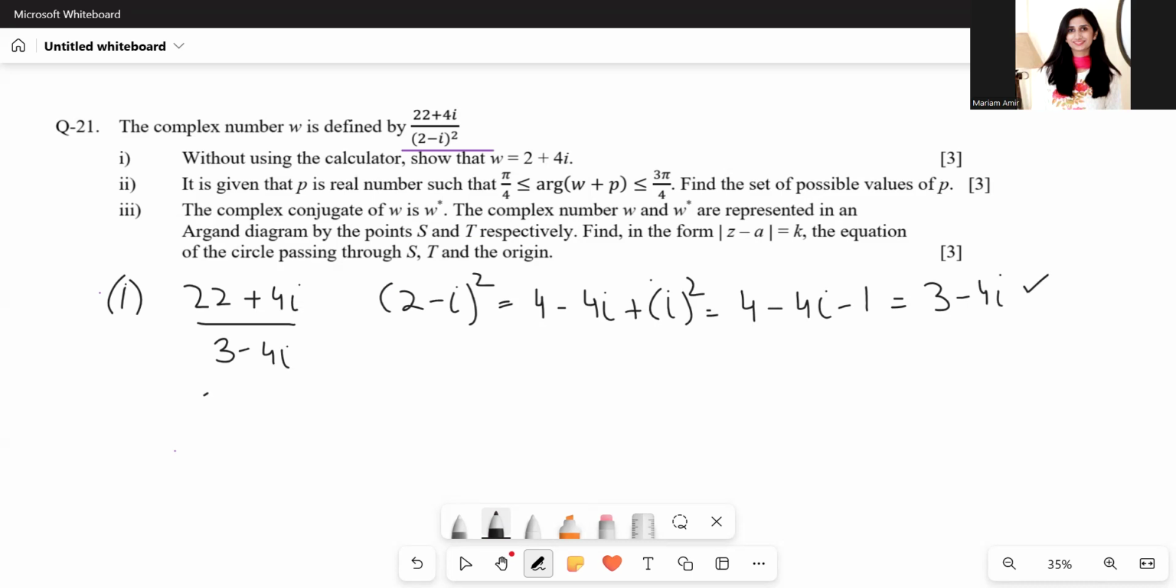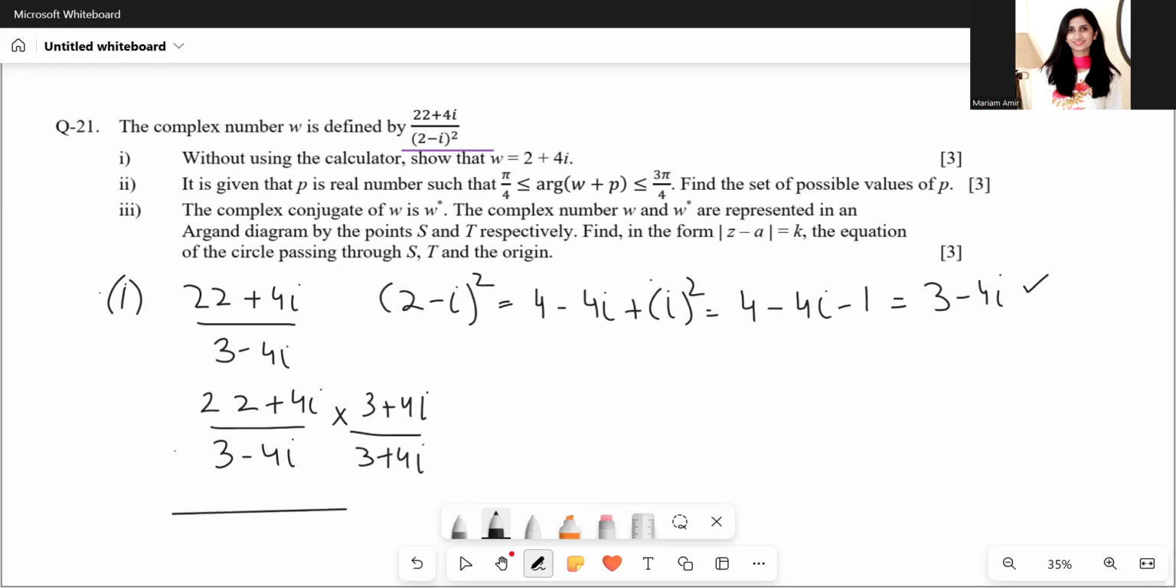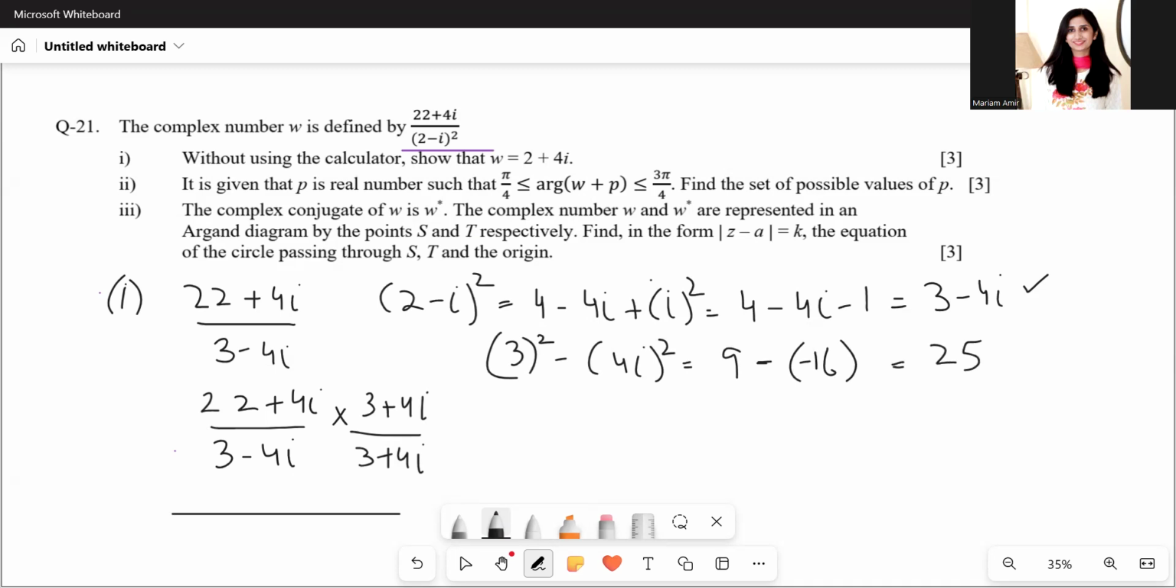All right, now we're going to rationalize it. (22 plus 4i) over (3 minus 4i), multiplied by (3 plus 4i) upon (3 plus 4i). In the denominator, we're going to use the identity a squared minus b squared. Let's do that here as well. A squared minus b squared gives 9 minus 16, since i squared is also -1, which gives us 25. So 25 in the denominator.